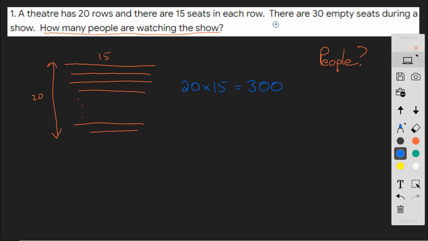Good. Let's now see what our second sentence is. There are 30 empty seats. So if our theatre was full, everything would be full here, but we've got some empty seats scattered about, and in total there are 30 of these. So that must mean that the number of people who are actually here is all 300 less those 30. Counting back in tens: 290, 280, 270. So we have got 270 people.